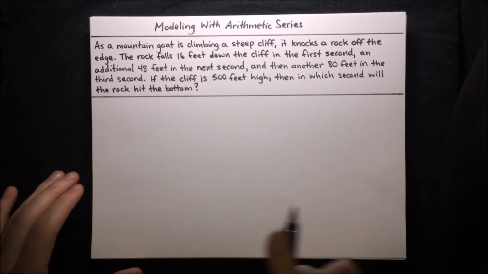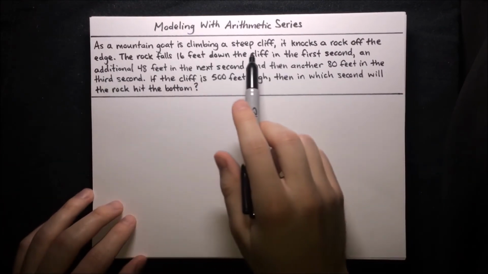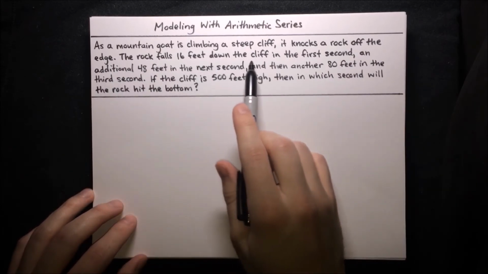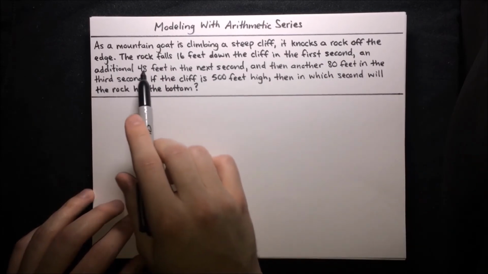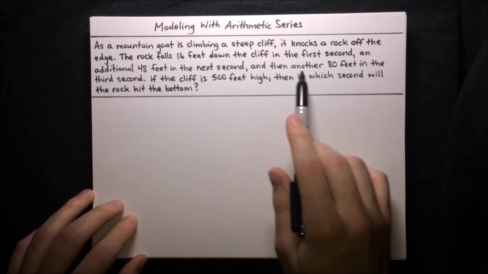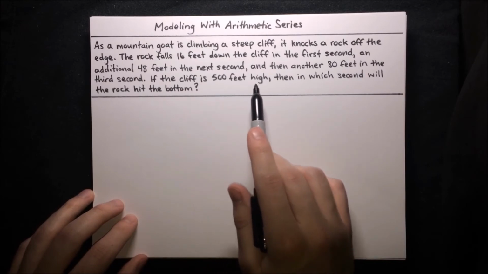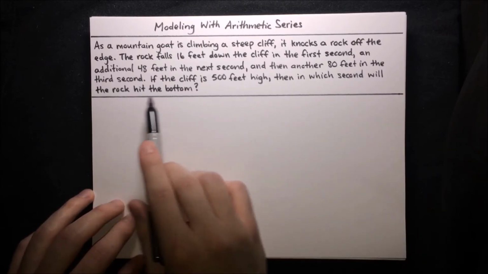Here's another problem. As a mountain goat is climbing a steep cliff, it knocks a rock off the edge. The rock falls 16 feet down the cliff in the first second, an additional 48 feet in the next second, and then another 80 feet in the third second. If the cliff is 500 feet high, then in which second will the rock hit the bottom?